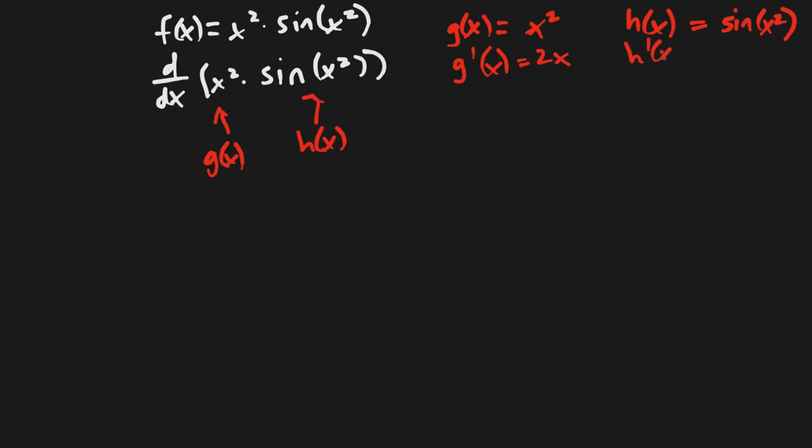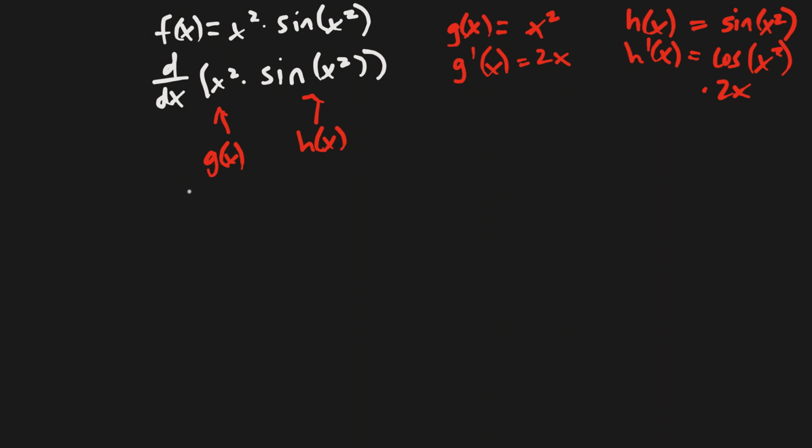And h prime of x, the derivative of this, we use the chain rule for this. The derivative of sine just becomes cosine. The inside stays the same, and then we multiply by the derivative of the inside, which is 2x, so x squared. We saw that here. Cool.